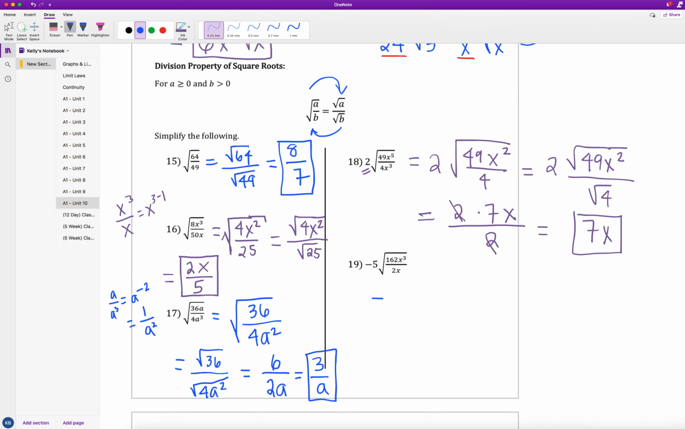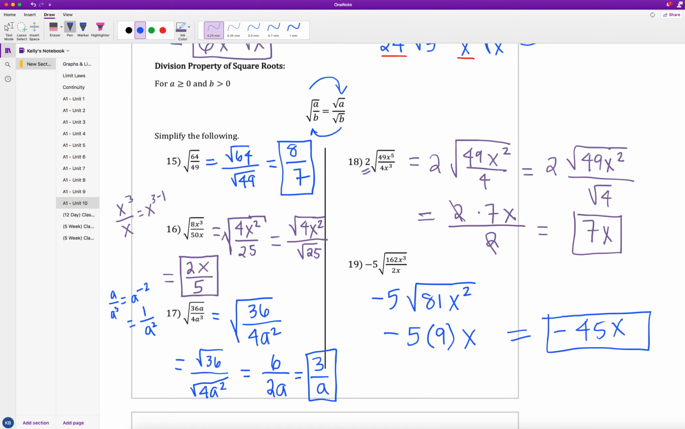So in example 19, what I'm noticing is that 162, 2, x to the third, and x, none of those are perfect squares. So let's simplify this fraction down. 162 divided by 2 will give us 81, and then x to the third over x will give us an x to the second. Now I actually have two perfect squares. So 81 is a perfect square. The square root of 81 is going to give us 9, and then the square root of x to the second will give us an x. The negative 5 is being multiplied, so our final answer then will be negative 45x.